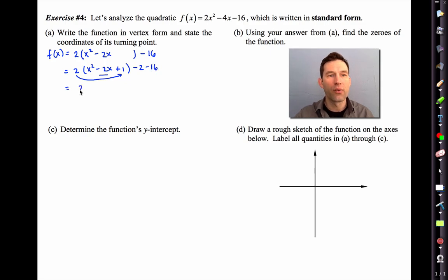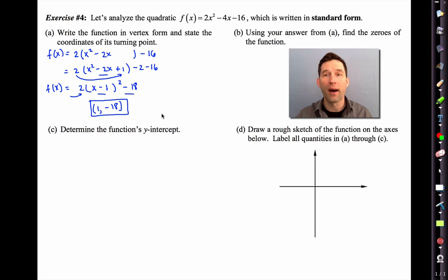But that means that we can rewrite this entire thing. Remember, I can now factor this trinomial as a perfect square. It'll factor as x minus 1 squared. I can combine the negative 2 and the 16 and get negative 18. So here's my function written in vertex form. Now remember, that leading coefficient of 2, although it made the problem harder, doesn't change the fact that my vertex can now easily be read by looking inside of the parentheses, looking outside of the parentheses. I have a vertex or a turning point at 1, negative 18.